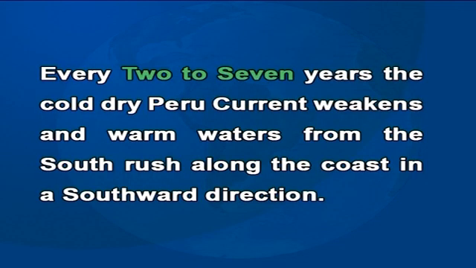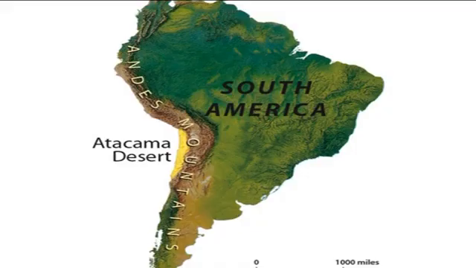A unique feature of South America's climate is the El Niño. Every 2 to 7 years, the cold dry Peru current weakens and warm waters from the south rush along the coast in a southward direction. The El Niño affects the climate of South America and causes heavy rainfall in the dry parts of South America.